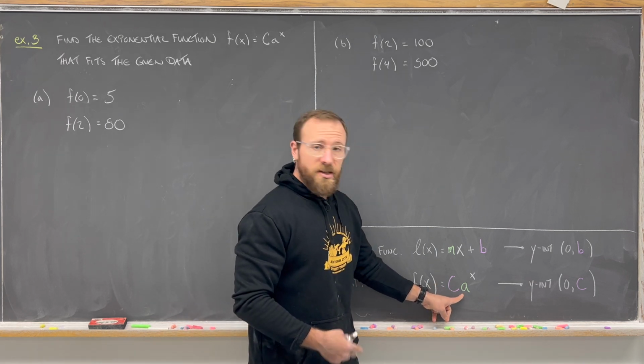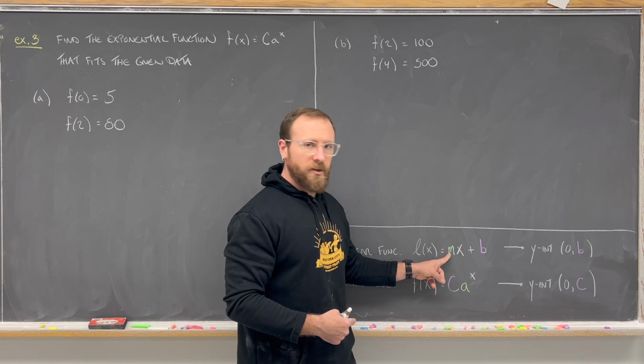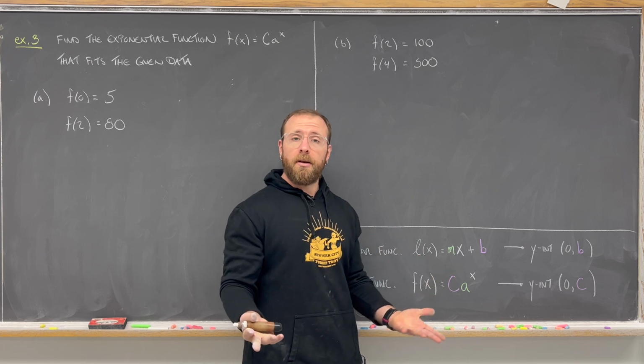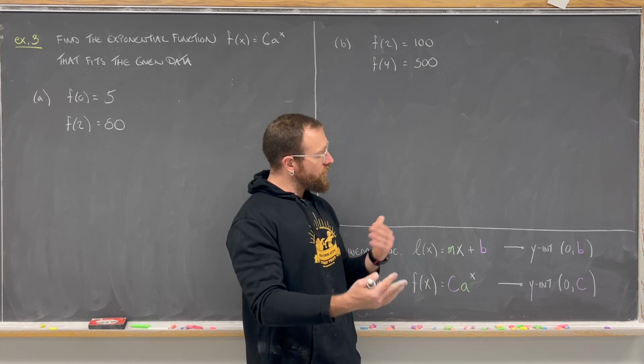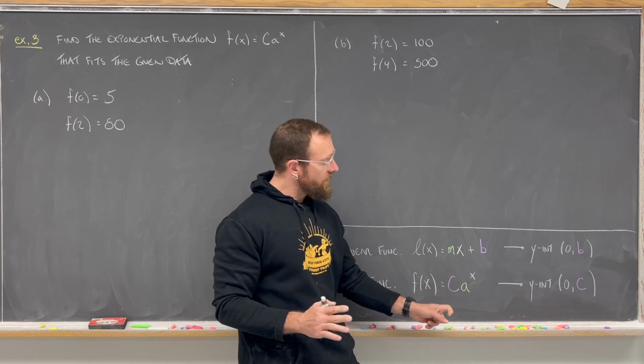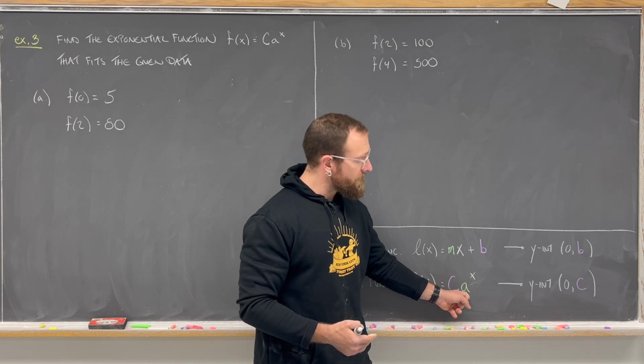Now a is not the slope. a is called the base of this exponential function, while m is called the slope. But still, it only takes two values to determine an exponential function. You have these two degrees of freedom. You can let these numbers be anything you want, as long as c is not 0 and a is a positive number not equal to 1.